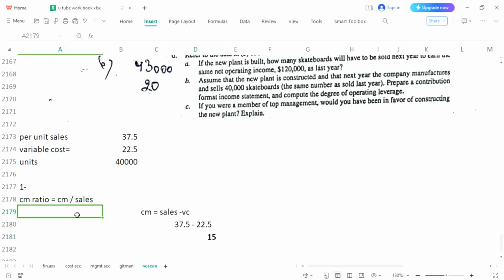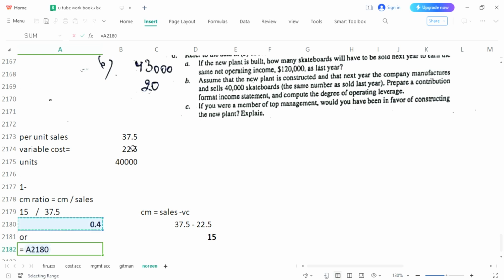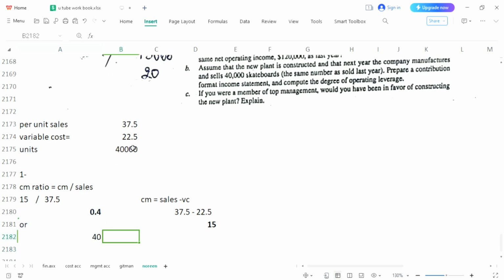So we can calculate the CM ratio: 15 divided by the sale price, which is 37.5. This way you have calculated your CM ratio. It might be written in terms of percentage by multiplying this answer, 0.4, by 100. So 40% is your CM ratio.